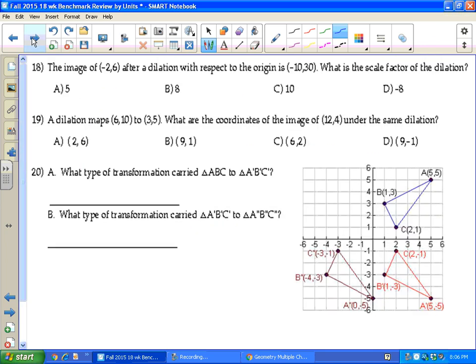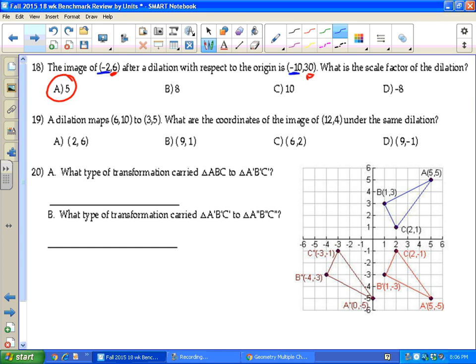18, the image after a dilation with respect to the origin is negative 10. So how did I go from negative 2 to negative 10? Likewise, how did I go from 6 to 30? I multiplied by 5. 5 is the scale factor of the dilation.